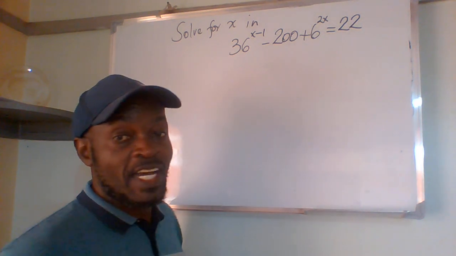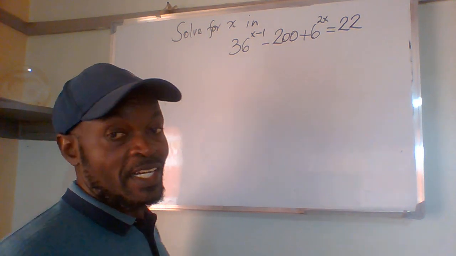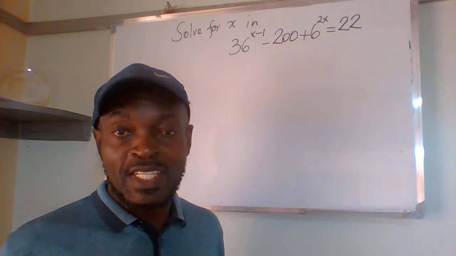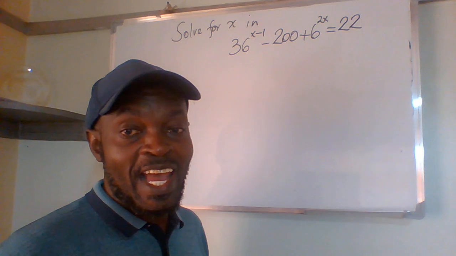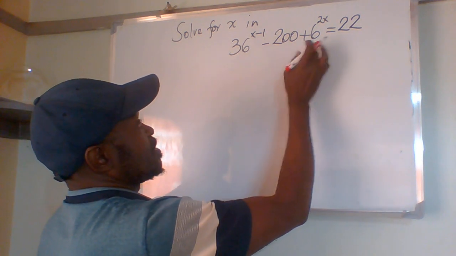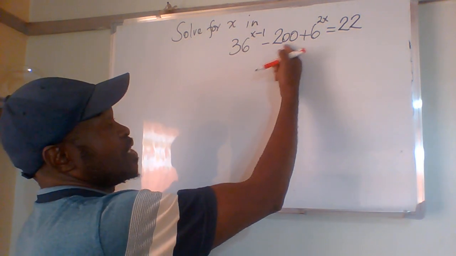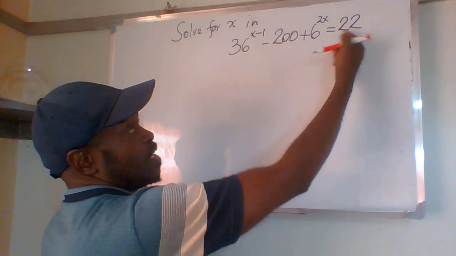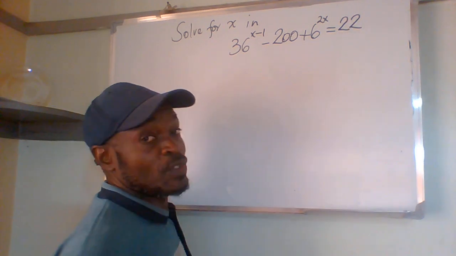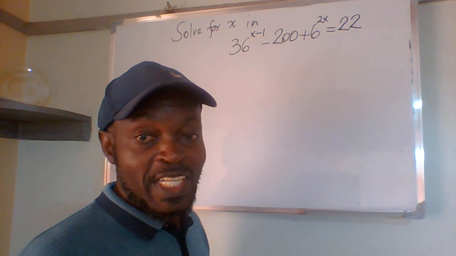So when you have such a scenario, like in any equation that involves unknowns, it is important that you first of all collect like terms. So like in this case, we have 36, we have 6 here, they have some x in it. Now here we have negative 200, and then we have 22. So negative 200 and 22 do not have anything to do with x. So we can consider them to be like terms.